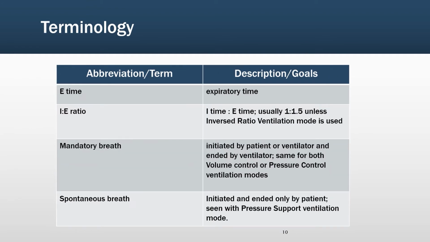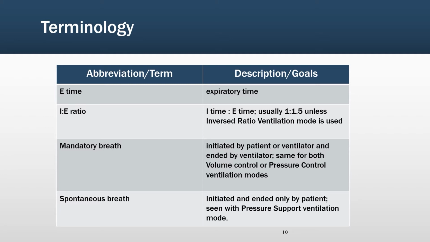E time is expiratory time. The IE ratio takes the I time and compares it to the E time, and typically the E time is longer, so 1 to 1.5. If the patient has the inverse ratio ventilation mode, then that would be reversed. We'll be talking more about that in the slides to come.